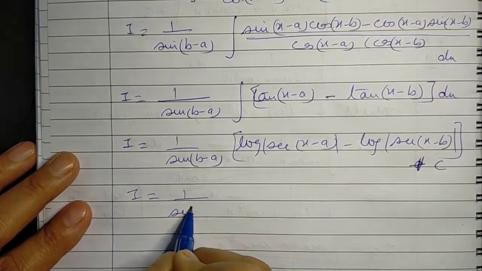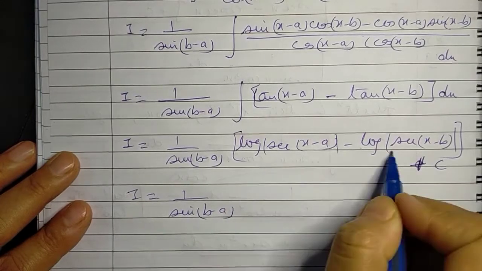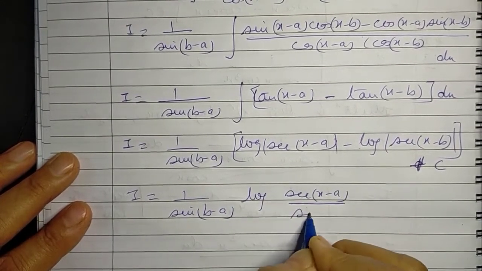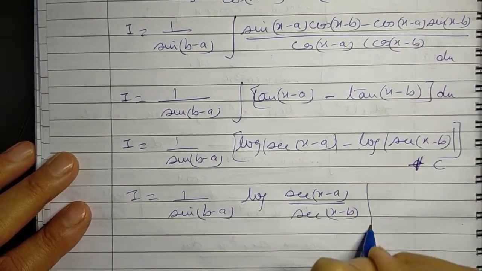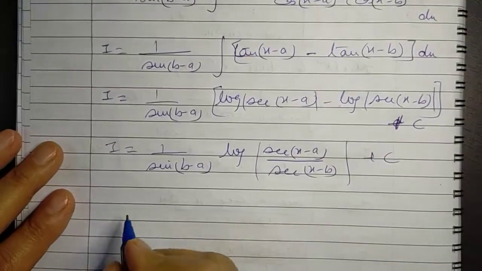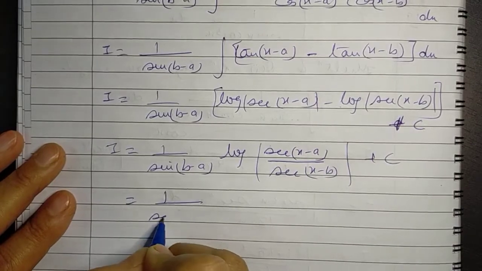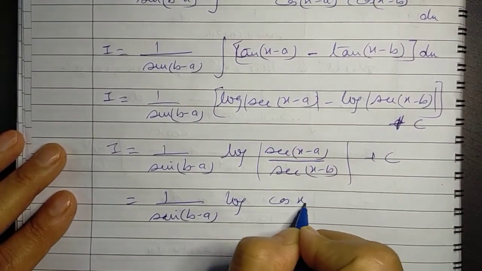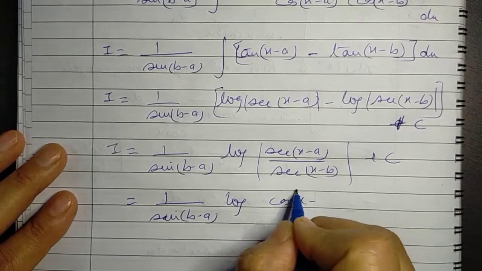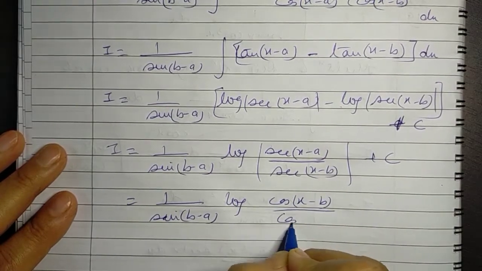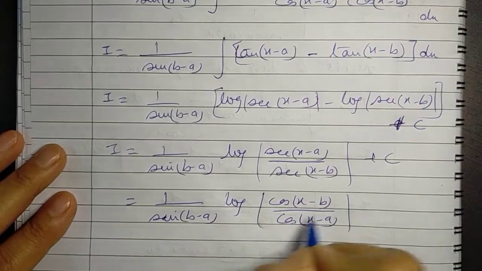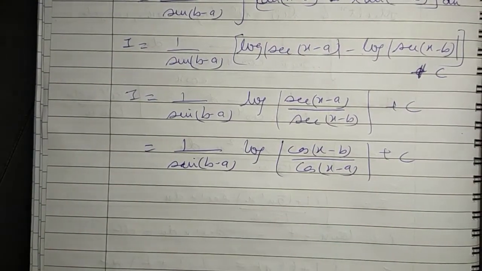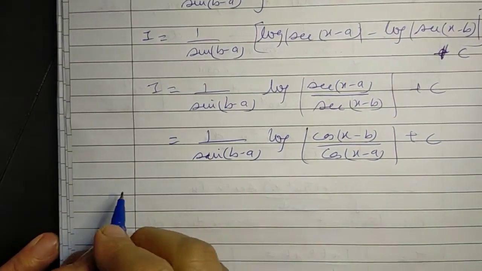Now this can be combined together also. As far as possible, we try to combine the log terms. So log of mod of sec of x minus a upon sec of x minus b, plus a constant, can also be written in terms of cos as log of cos of x minus b upon cos of x minus a. So in this way you can do the rest of the questions and similar questions also.